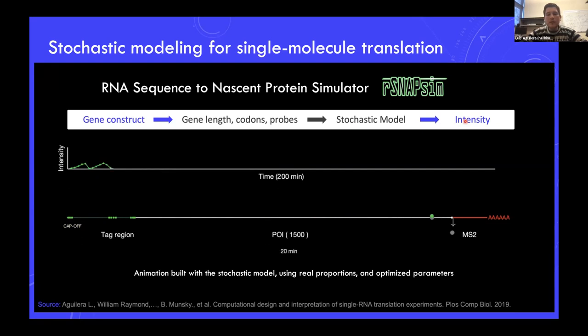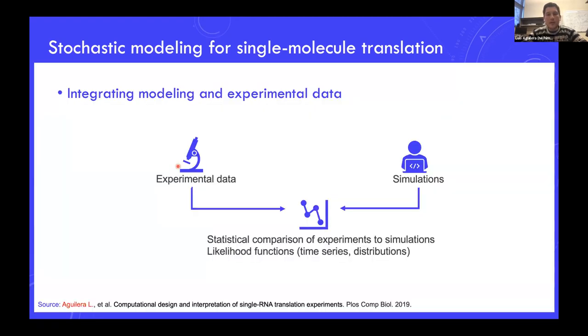So this is an animation that is showing what the model is representing. Here we have the representation of the RNA, and here is the initiation process that allows the ribosomes to enter the RNA, and they produce the protein. The more ribosomes that enter the system make this intensity at the top increase, and when the ribosomes leave the RNA, the proteins that they produce also dissociate from the RNA, and the intensity drops in the fluctuations that I am showing here. This animation is built with the stochastic model, using real proportions and the optimized parameters that I got by combining the experimental data and the simulations.